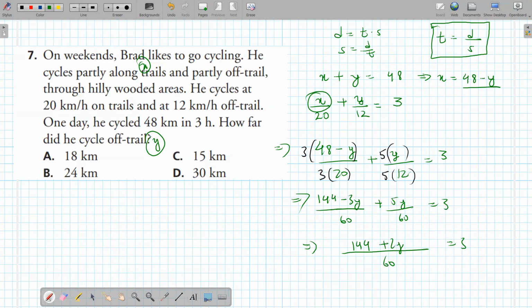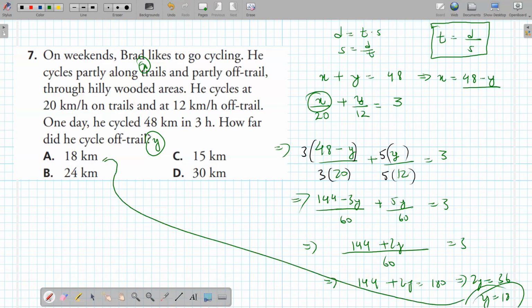You multiply by 60. So 144 plus 2y is equal to 180. Subtract 144, so 2y is equal to 36. That means y is 18. So he cycled 18 kilometers off trails, which means he cycled 30 kilometers on trail.